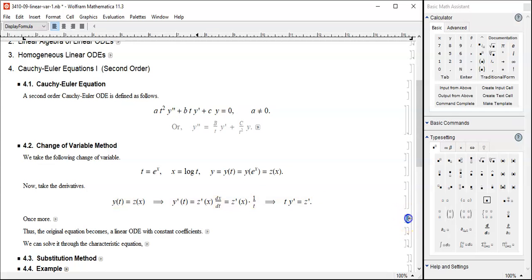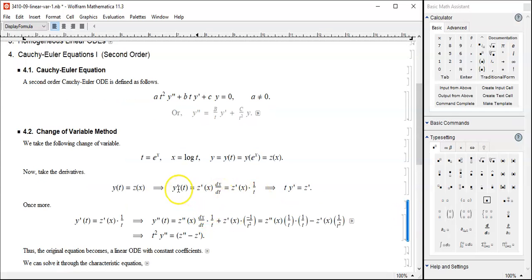Let's take one more derivative. Okay, here y prime is z prime times 1 over t. Take the second derivative. By product rule, z double prime times, let's see, by chain rule, you have to take the derivative of the inside, dx over dt, which is actually 1 over t because x is log of t, and this is there before, and z prime of x, which was there before, times the derivative of the second function there.